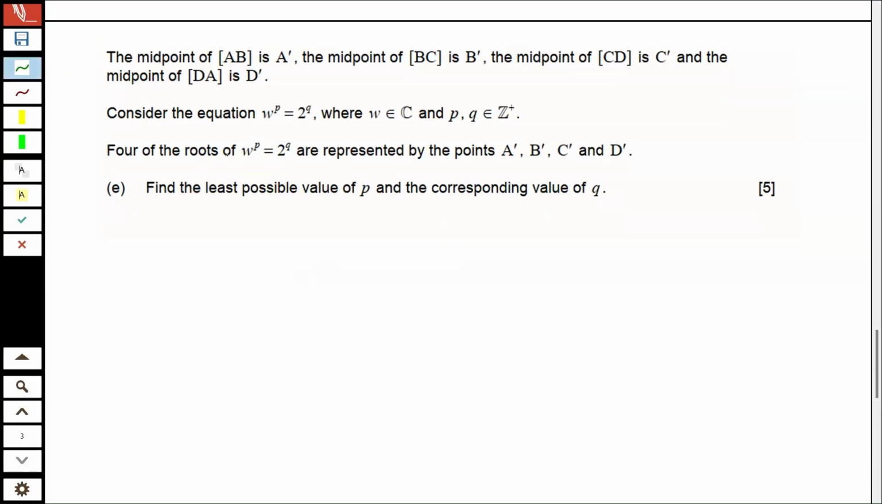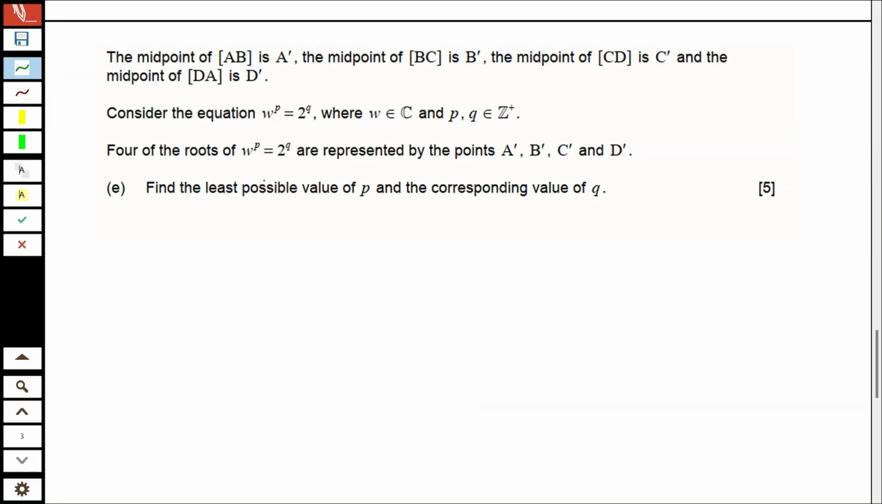the midpoint of AB is A prime, the midpoint of BC is B prime, the midpoint of CD is C prime, and the midpoint of DA is D prime. Consider the equation w to the power of P equals 2 to the power of Q, where w is a complex number, P and Q are positive integers. Four of the roots of w to the power of P equals 2 to the power of Q are represented by the points A prime, B prime, C prime, and D prime. Find the least possible value of P and the corresponding value of Q.